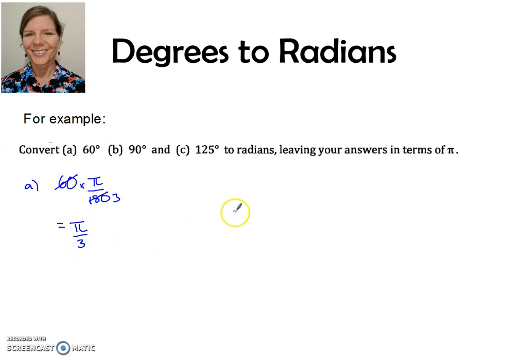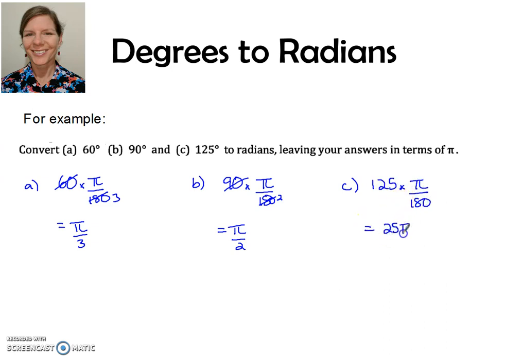So often we write radians in terms of pi. Now 90 times pi on 180. Cancel that out, gives you pi on 2. And the last one, 125 times pi on 180. And if you cancel those out, or simplify that down, you end up with 25 pi on 36. And that's generally your convention. So write the number, then pi, and then over whatever it is, and simplify the fraction as much as possible.